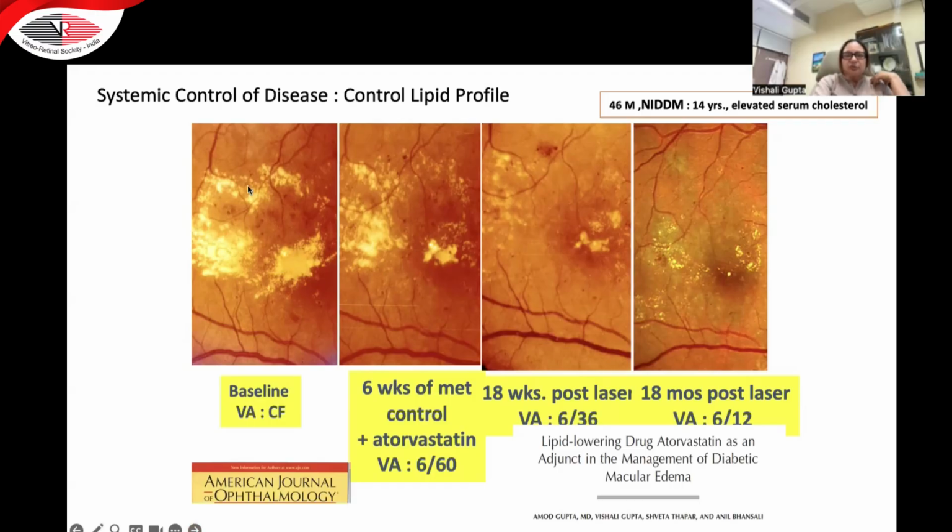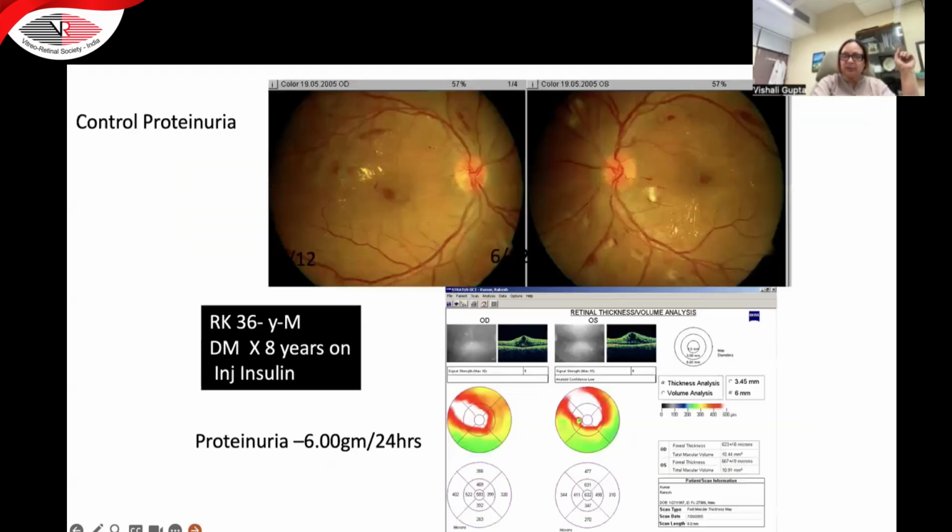So this is to show you an example. This patient came at baseline. You can see microaneurysms and hard exudates. We did not do anything in this patient, we just did the systemic control. With metabolic control, the vision starts improving. This is after some laser to the microaneurysms at a later date. And you can see how these hard exudates disappear and the macular edema gets better controlled.